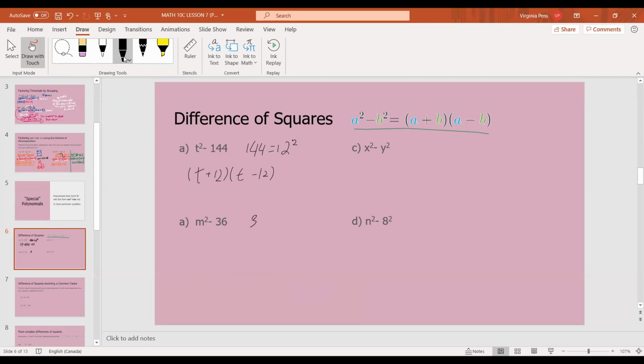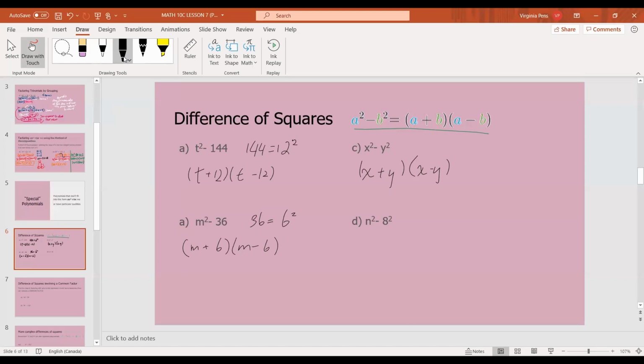Next, m squared minus 36. So 36 is equal to 6 squared. So hopefully you write this down faster than I did. M plus 6 and m minus 6. All right, moving on. Told you these were going to be quick. This one looks a bit different, but it's essentially the same idea. X plus y and x minus y.